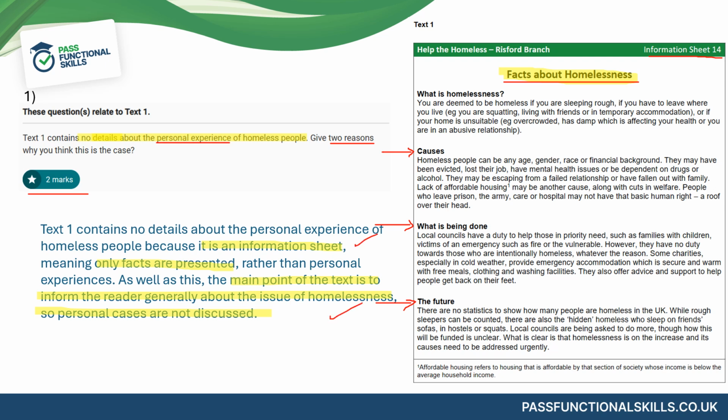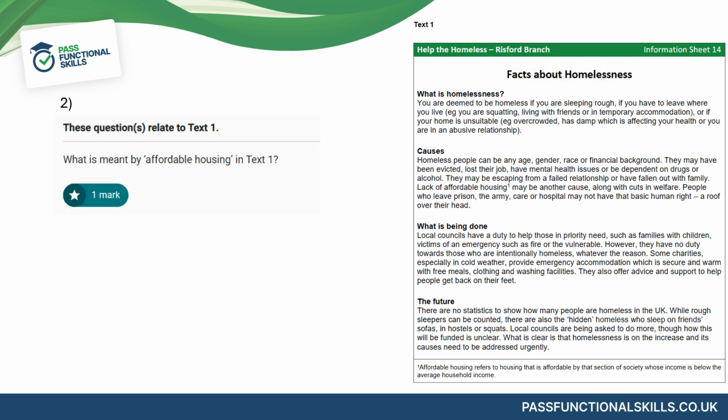So when we're thinking about detail, think about what's the text trying to do? What's it trying to inform the reader on if it's an informative text? And how might that influence whether we've got a lot of detail on something or not much detail on something? Question 2. What is meant by affordable housing in text 1?